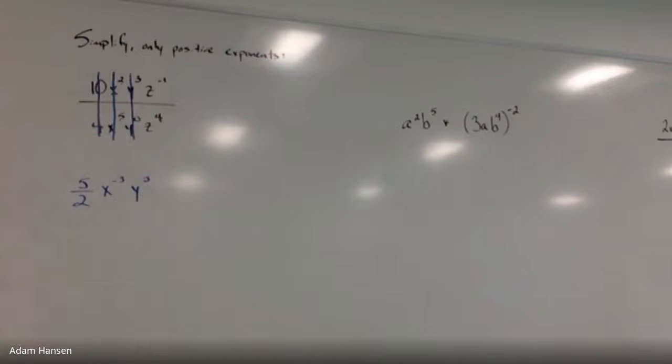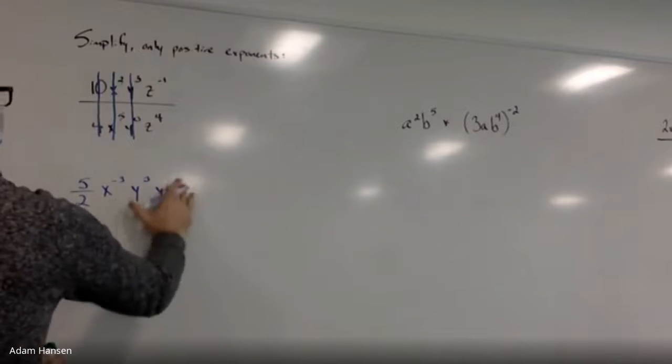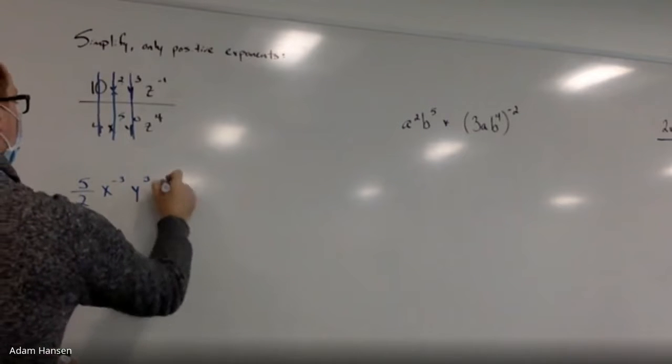Careful with the negatives. Z to the negative first divided by z to the fourth. What is negative 1 minus 4? Negative 5.